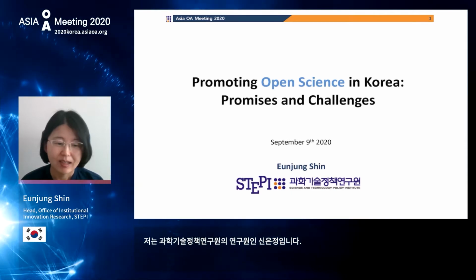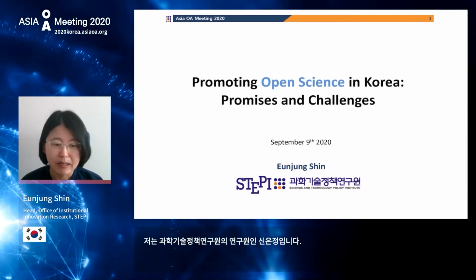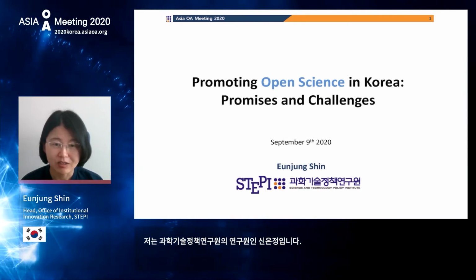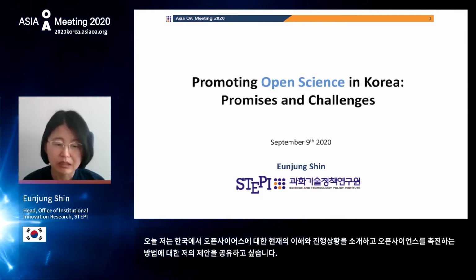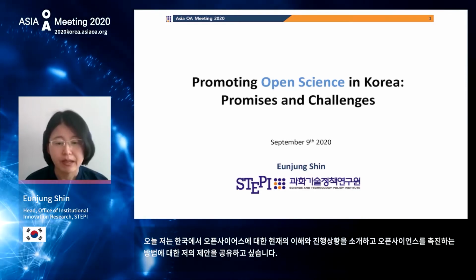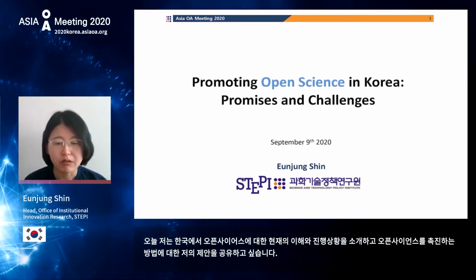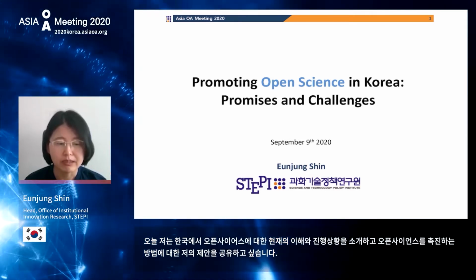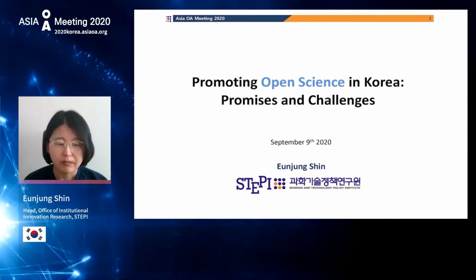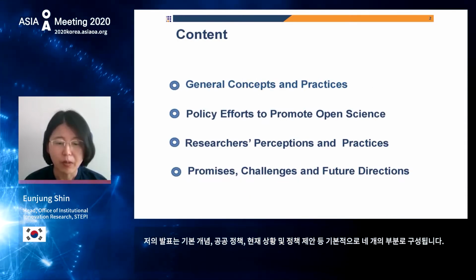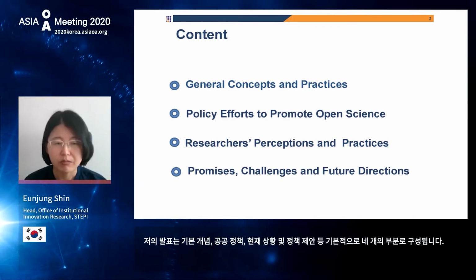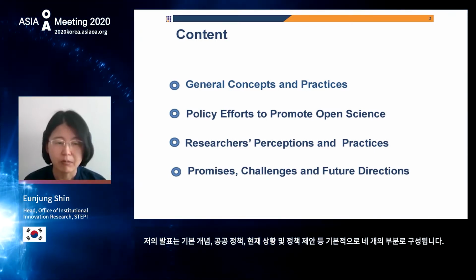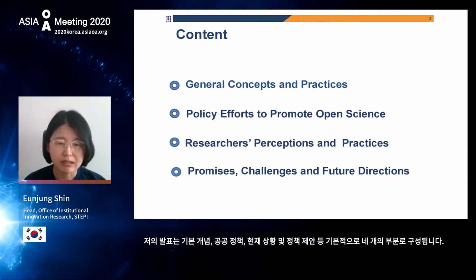I'm Eunjung Shin, a researcher from STEPI, the Science and Technology Policy Institute located here in Korea. I'm going to introduce current understandings and practices on open science in Korea and share some of my thoughts on how to promote open science. My talk will cover at least four parts: basic concepts, public policy, current practices, and policy suggestions.